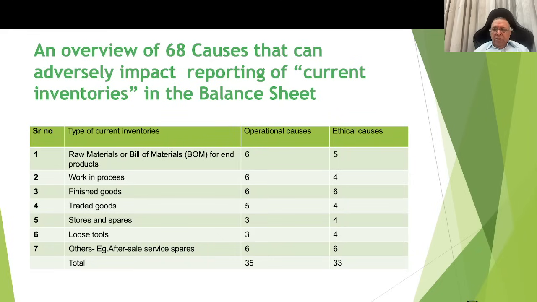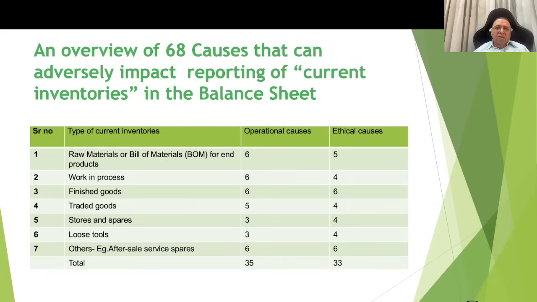An overview of 68 causes that can adversely impact the reporting of the inventories in the balance sheet. Now, this is a table which shows 4 columns. Number 1, serial number, 2, type of current inventories, number 3, operational causes, and number 4 column, ethical causes. There are 7 rows. Row number 1 represents raw materials or bill of materials as I called it for the end products.